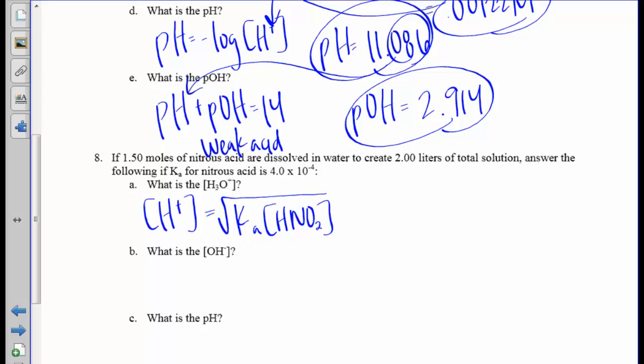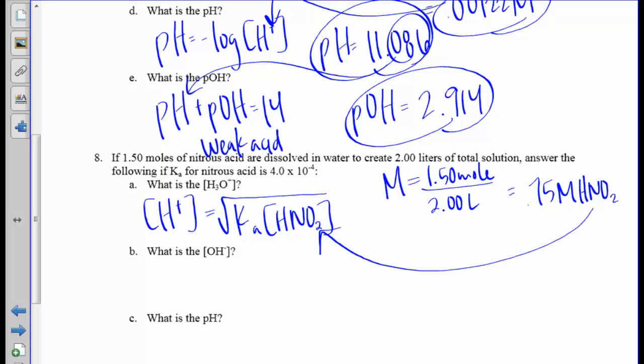So what we will do is we will find the concentration of the nitrous acid solution by taking the 1.50 moles that are dissolved and dividing it by the 2 liters it's dissolved in. And this gives us a concentration of 0.75 molar HNO2. Now we can plug that value in here and find the hydrogen ion concentration, and then we can continue solving.